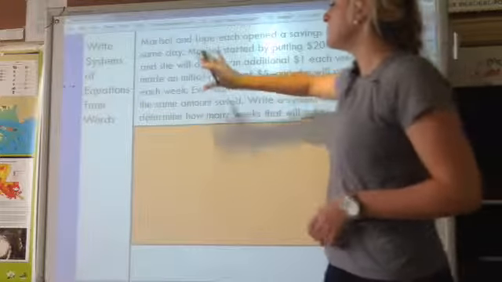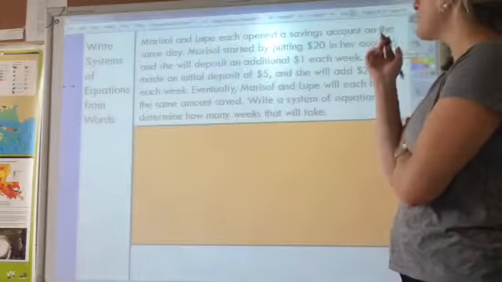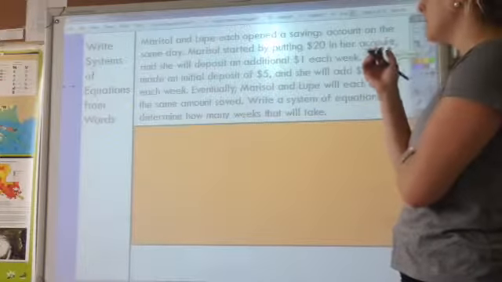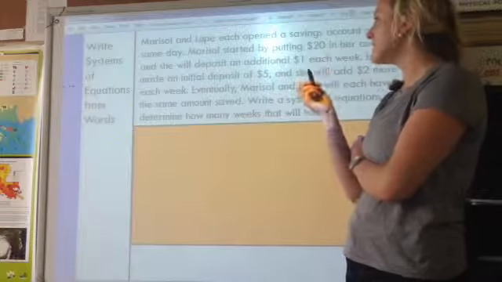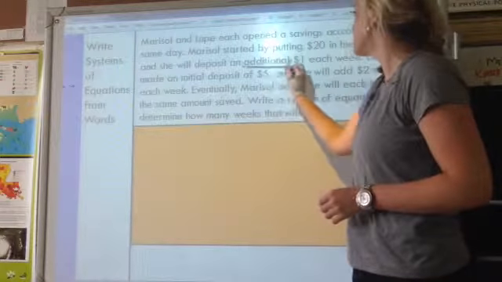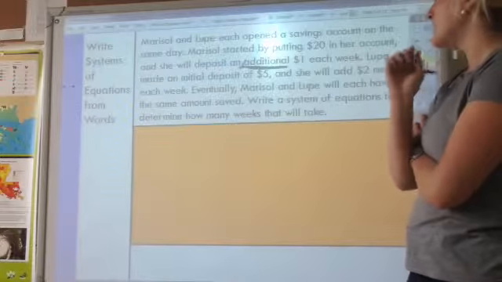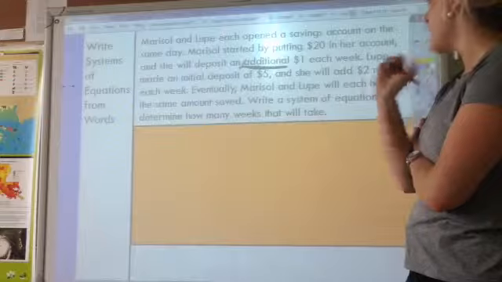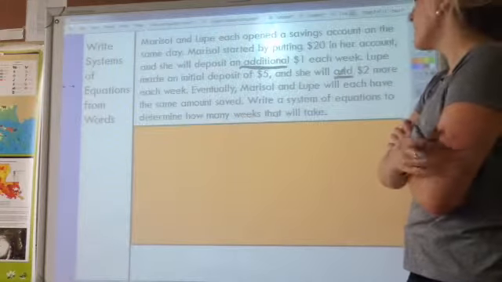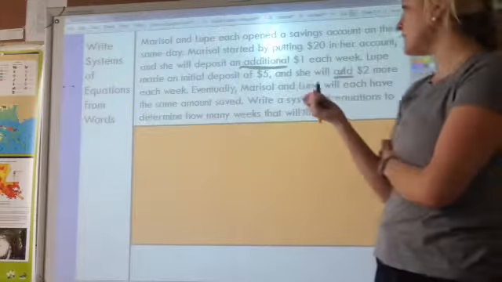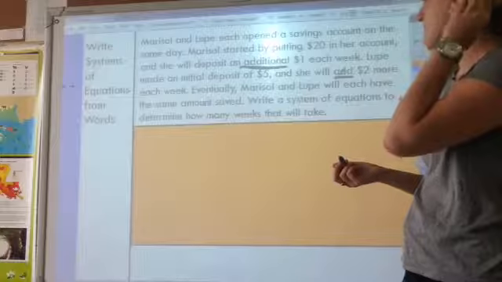All right, you definitely do not have to write this. I'm just going to read it to you. Marisol and Lupe each opened a savings account on the same day. Marisol started by putting $20 in her account, and she will deposit an additional, I'm going to underline additional, $1 each week. Lupe made an initial deposit of $5, and she will add, I'm going to also underline add, $2 more each week. Eventually, Marisol and Lupe will each have the same amount saved. Write a systems of equations to determine how many weeks that will take.